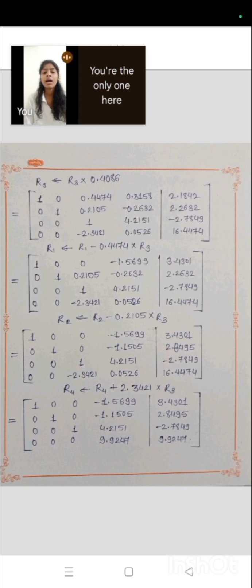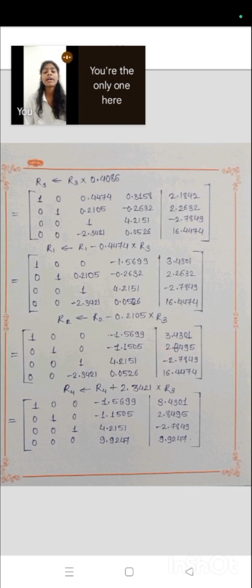Okay, in column 2, R1 value is 0. So there is no effect. The answer will be 0. And in column 3, the R1 value is 0.4474 minus 0.4474 into R3. Here the R3 value is 1. So the value will be 0.